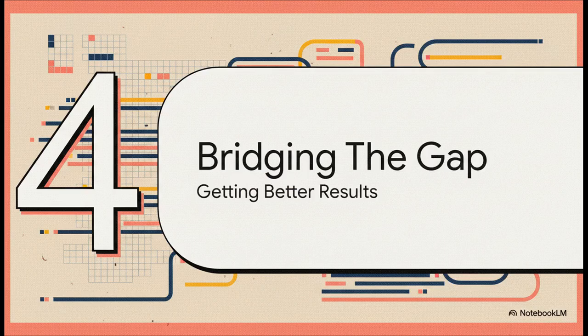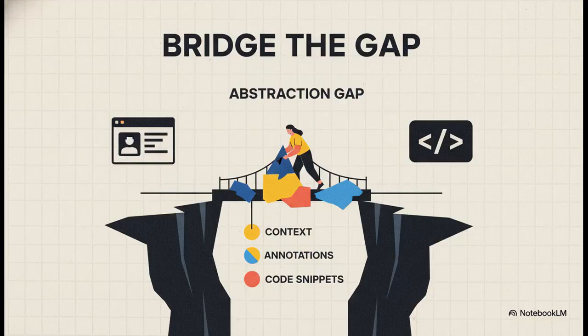Okay, so we've diagnosed the problem. We get the downscaling, the semantic limits, and this big abstraction gap. So now for the important part. How do we fix it? How do we actually bridge that gap and get the AI to give us the useful answers we're looking for? The solution is actually pretty straightforward. The key is you have to become the bridge.